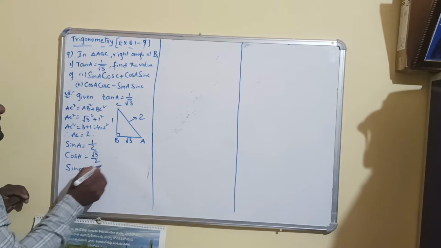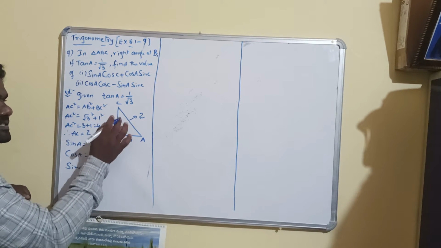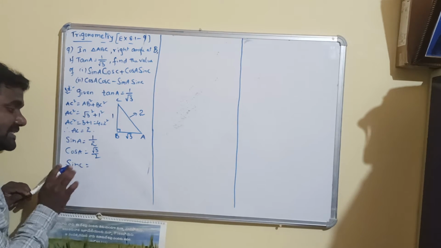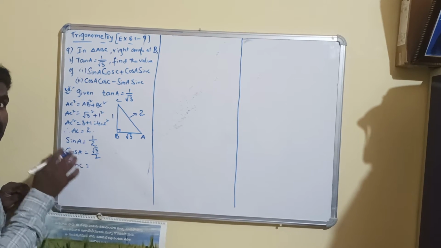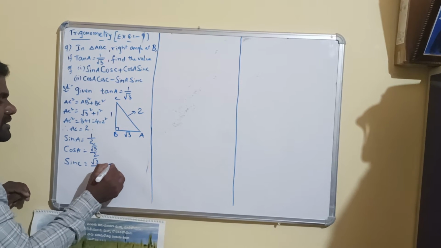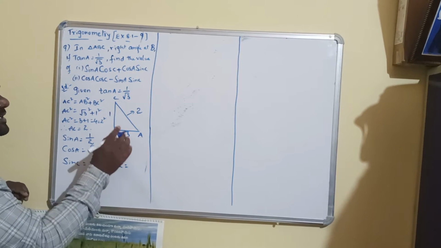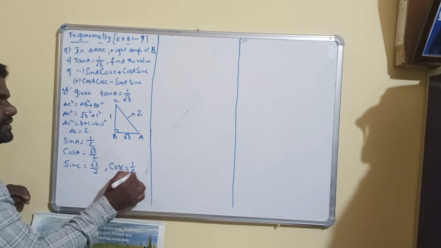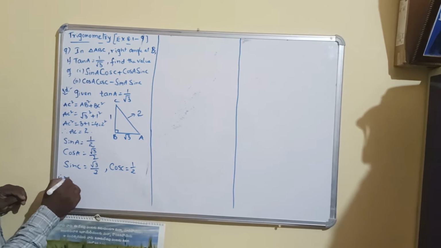Sin C means side opposite to C. Opposite C is root 3, hypotenuse is 2. Cos C equal to C adjacent side is 1, so 1 by 2.